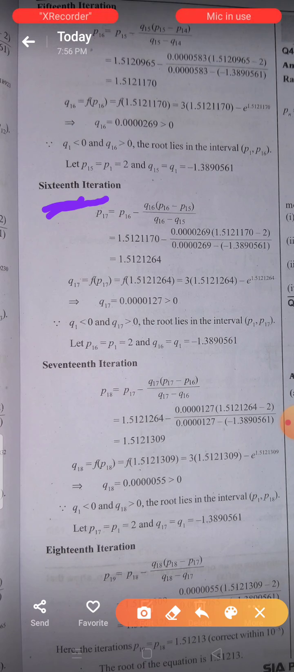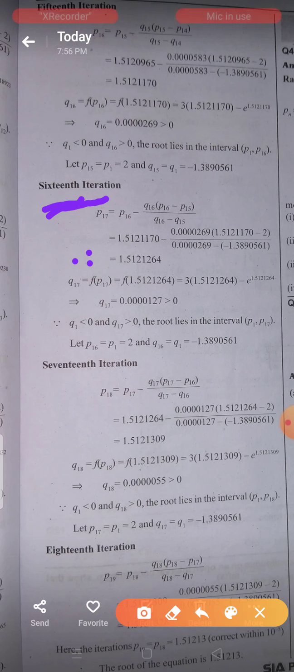Next, 16th iteration. P17 is equal to P16 minus Q16 into (P16 minus P15) by (Q16 minus Q15), which is equal to 1.5121170 minus 0.40269 into (1.5121170 minus 2) divided by (0.40269 minus Q15, minus 1.3890561). Therefore, P17 is equal to 1.5121264.